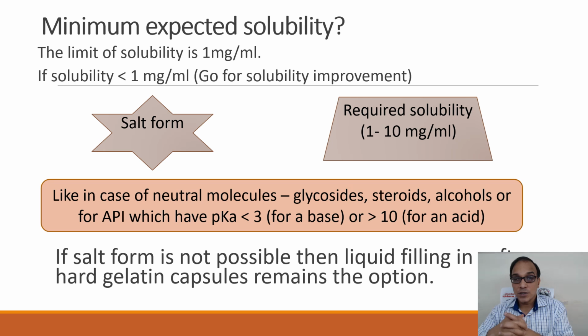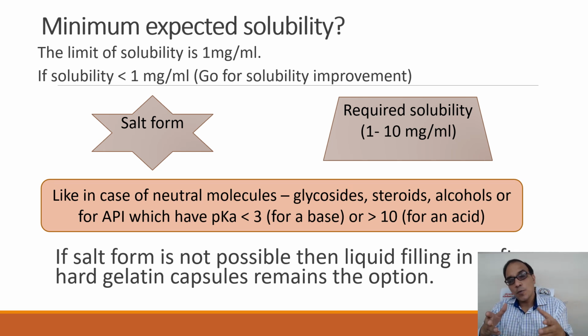Again, continuing this question, the limit of solubility is 1 milligram per ml. If solubility is less than 1 milligram per ml, then you will have to go for solubility improvement. You may have various approaches like salt form. The required solubility is 1 to 10 milligram per ml in general. So we go for the salt form, like in the case of neutral molecules, glycosides, steroids, alcohols, or APIs which have a pKa, acid dissociation constant, less than 3 for a base or greater than 10 for an acid.